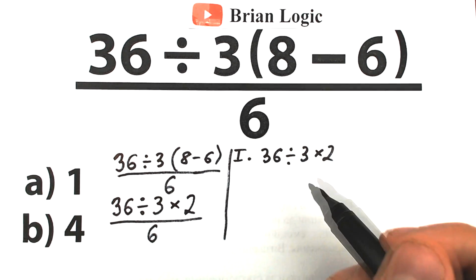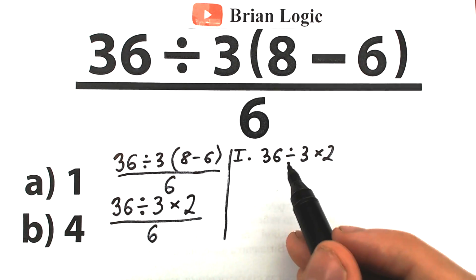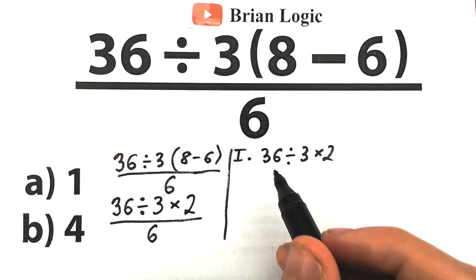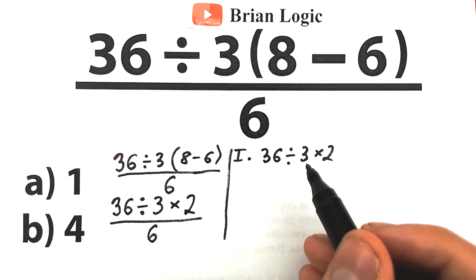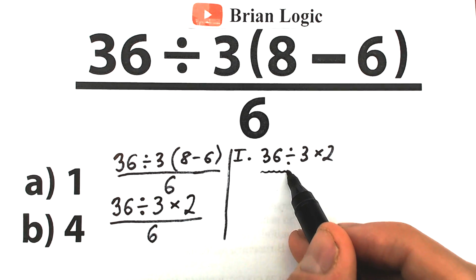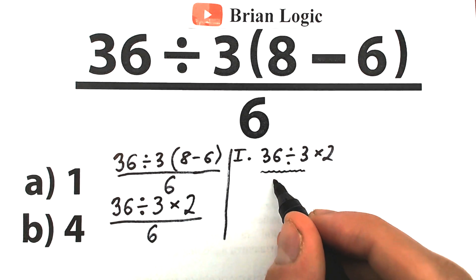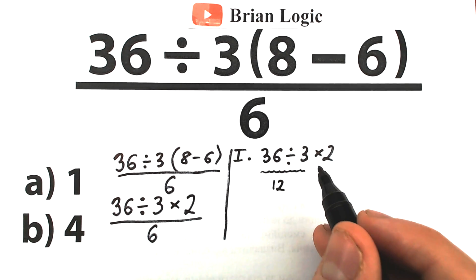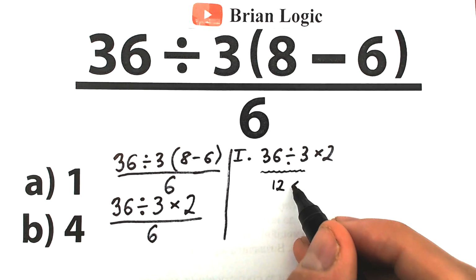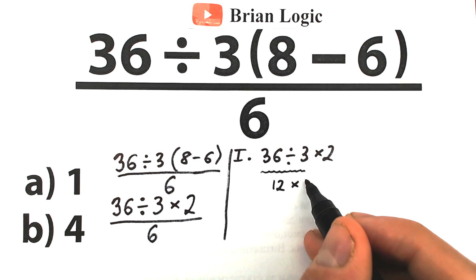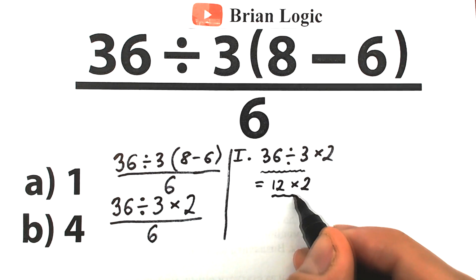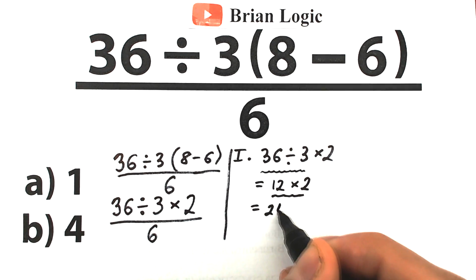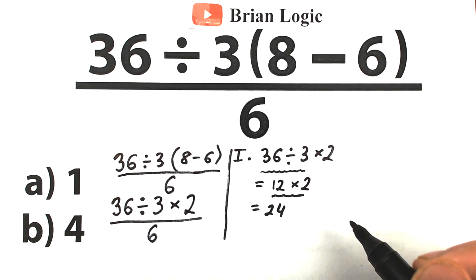According to the order of operations, division and multiplication have the same precedence, so the correct order is to evaluate from left to right. First take 36 divided by 3, which is equal to 12. Next we multiply it by 2. So 12 multiplied by 2 is 24. So this is our first interpretation.